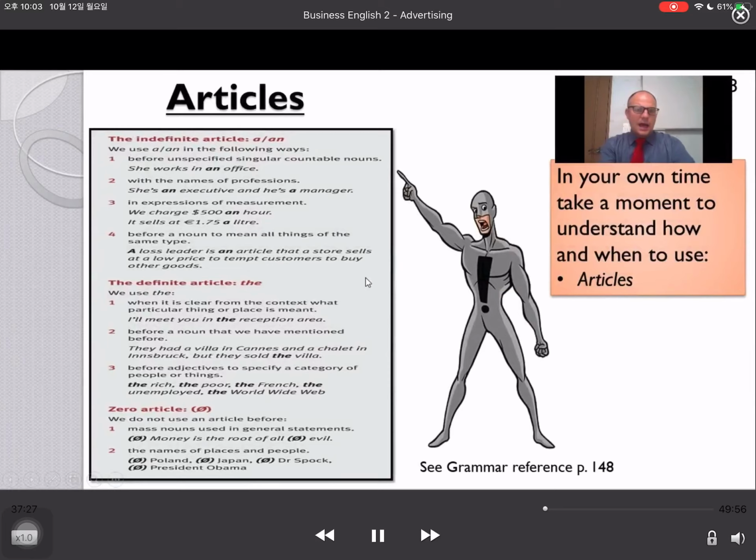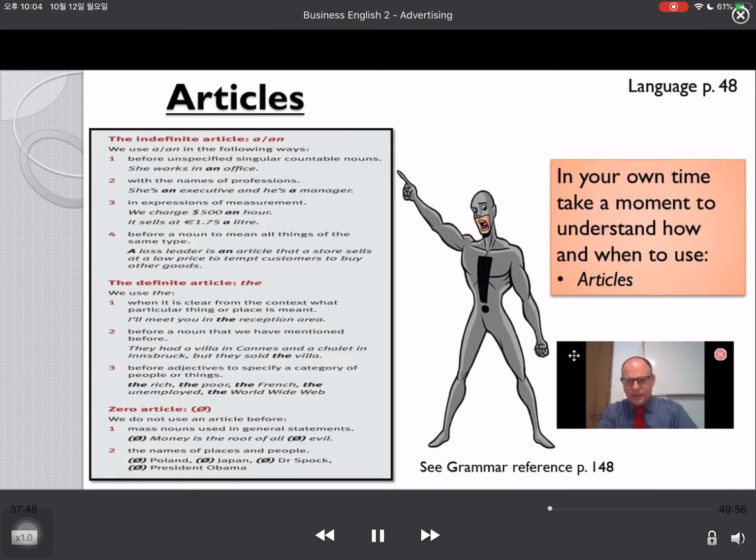Okay, then on page 48, there's a language review. Have a look at it. Just make sure you're happy with articles. Difficult. Articles are very difficult, especially for Korean speakers.